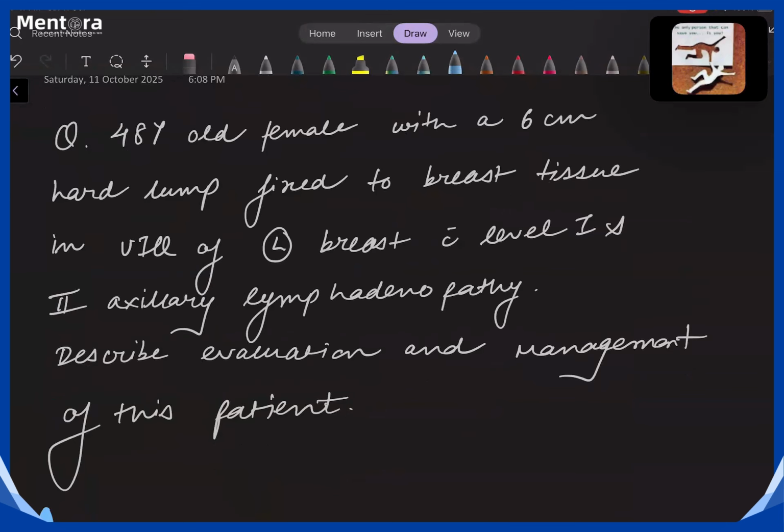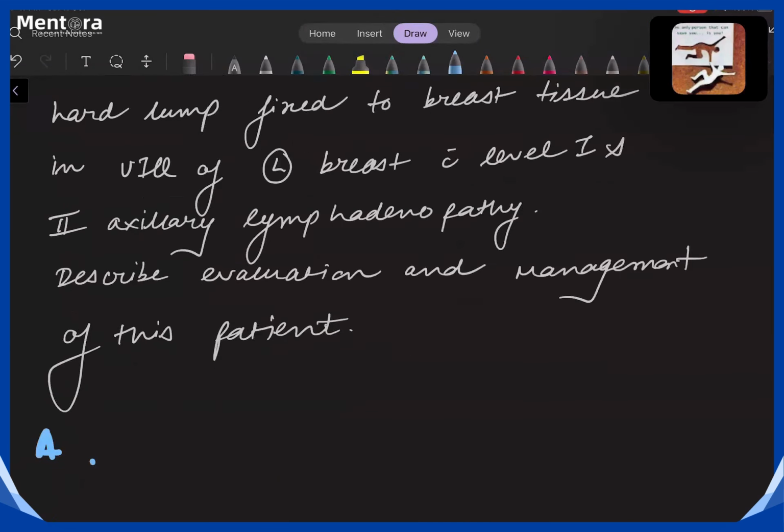So, a question was asked in this October 2024 Part 2 paper, which was a clinical paper, about a 48-year-old female with a 6 centimeter hard lump, which was fixed to the breast tissue in the upper inner quadrant of the left breast with level 1 and 2 axillary lymphadenopathy. They asked us to describe the evaluation and management of this patient.